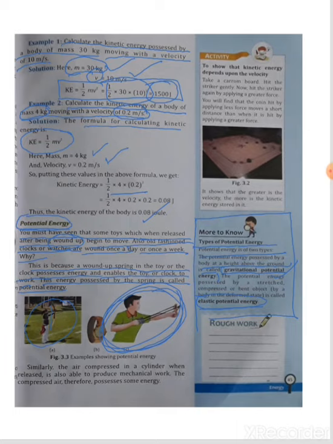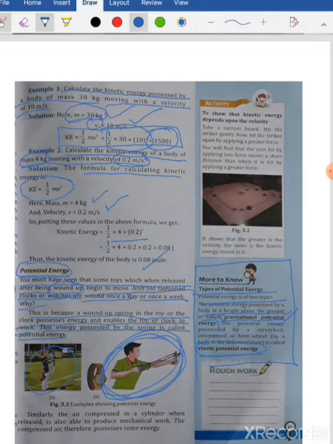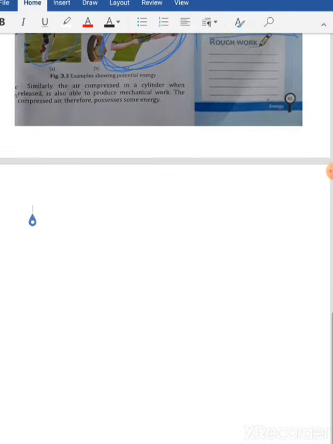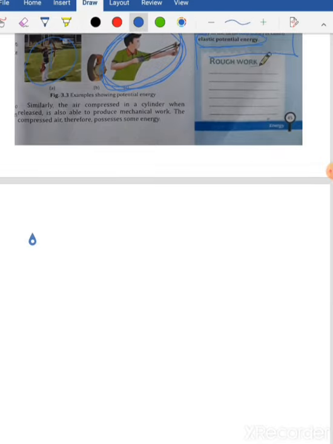Okay, then if you go to the next page, I did not click that photo, but in the next page you will see the formula for calculating gravitational potential energy. Are you getting my point? So on the next page, you will see that at the top there is a definition of potential energy. So please underline that. The energy possessed by a body by virtue of its position or state is called potential energy. So please underline that. Okay, and after that you have the formula for gravitational potential energy.